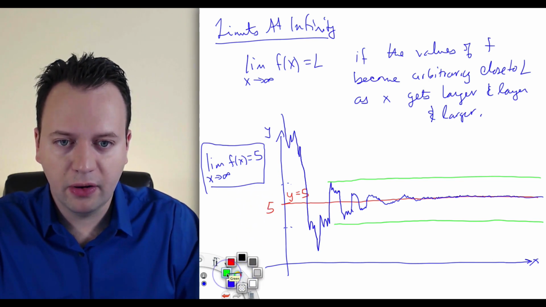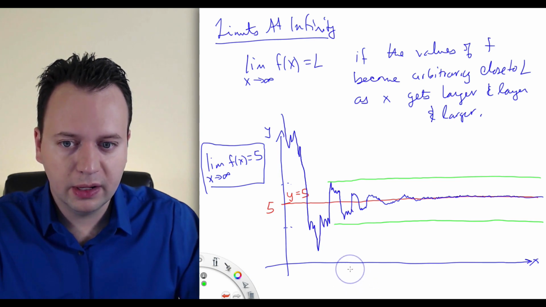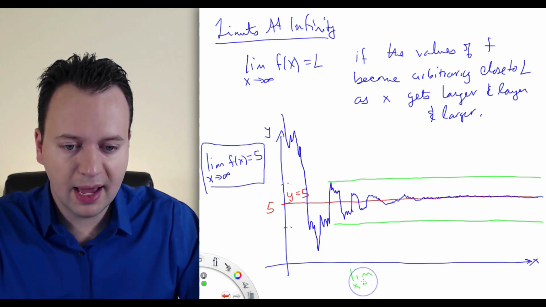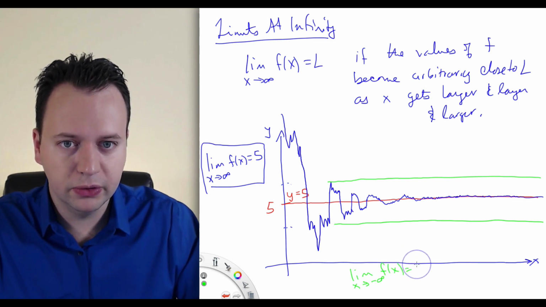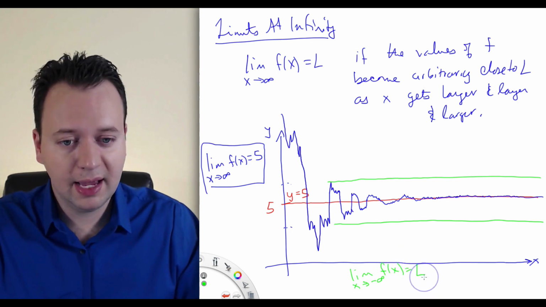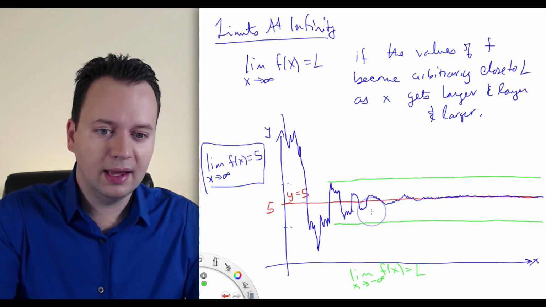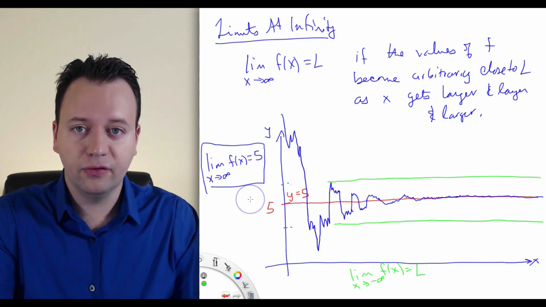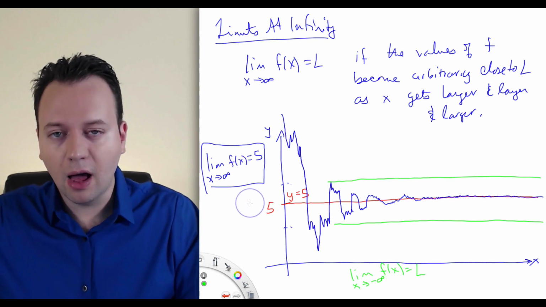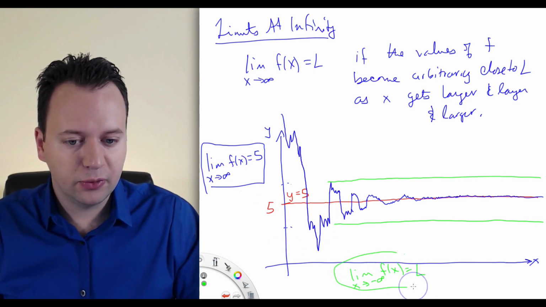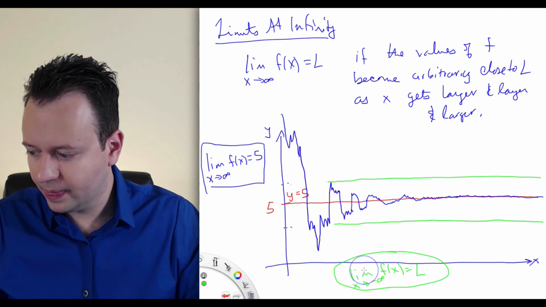In a variation, we can say the limit as x approaches minus infinity of f of x is equal to L. And this is the same picture, except instead of x going to plus infinity, you have x getting more and more negative. So it's the other direction. But other than that, it's pretty much the same concept. Let's see an example of this.